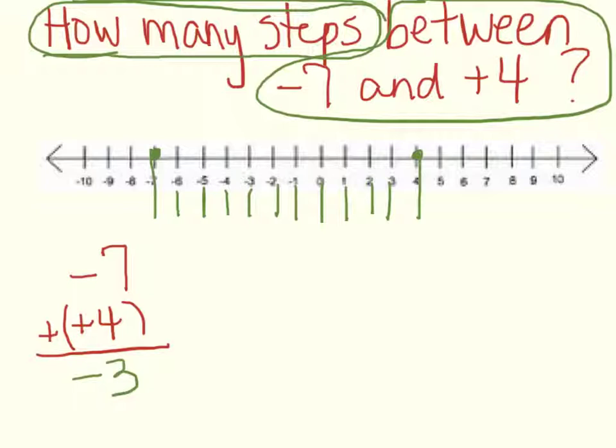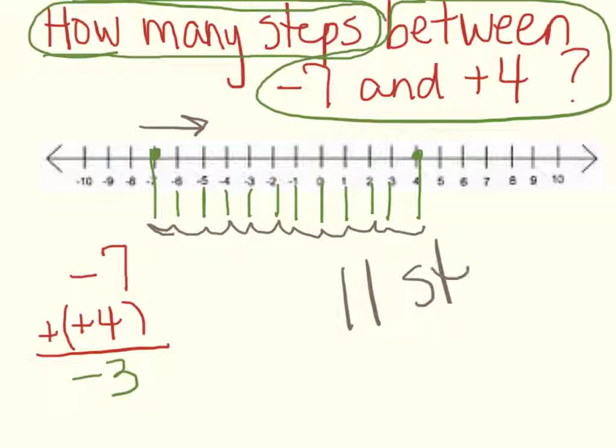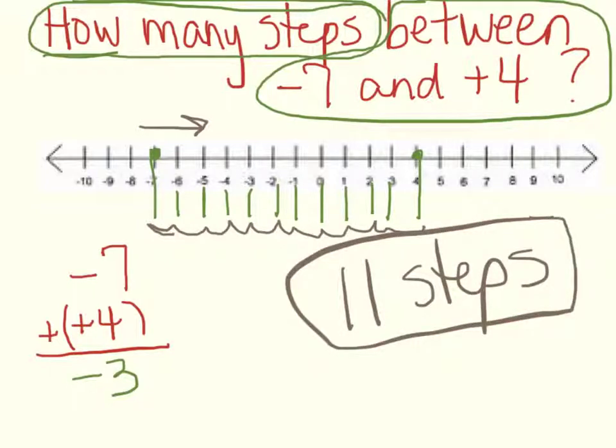We could come up here and go from -7 going toward +4. We could go 1, 2, 3, 4, 5, 6, 7, 8, 9, 10, 11. So now we see there's 11 steps. And that's a more reasonable answer, because it makes a lot more sense that it would take 11 steps to walk all the way from there to there.